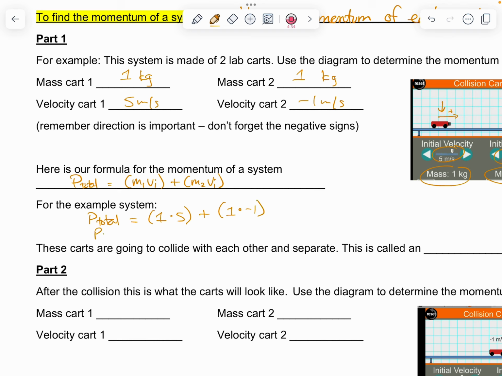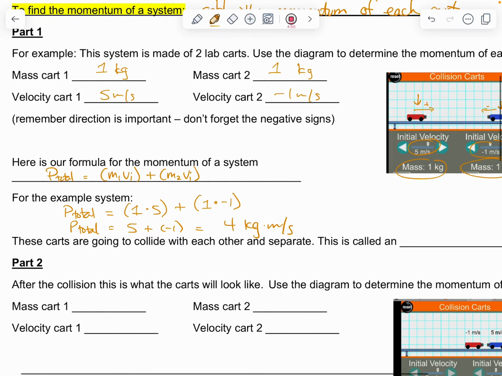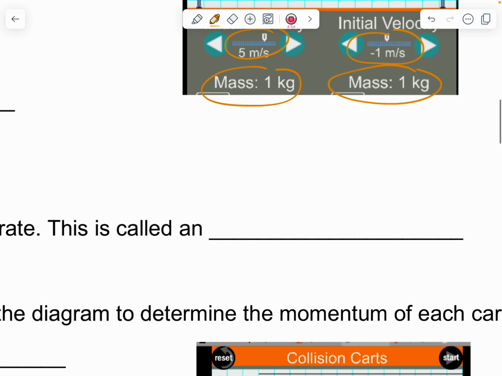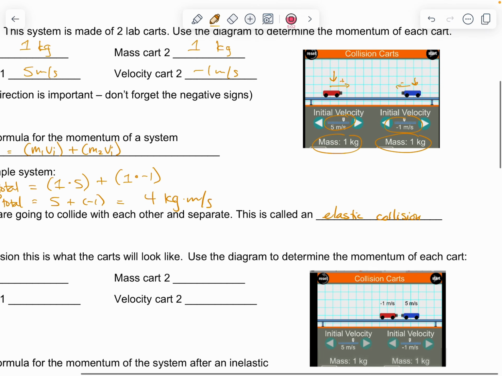So if I do my math correctly here, I'm going to have 5 plus a negative 1, which is going to give me 4 kilogram meters per second. Everybody okay with that? See where all those numbers came from? All right, these carts are going to collide with each other and then separate. One more time, that's called an elastic collision, right? When they collide and separate.